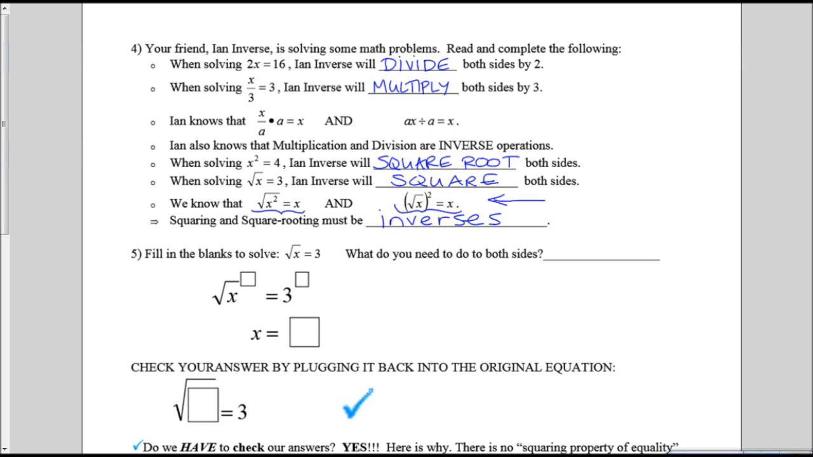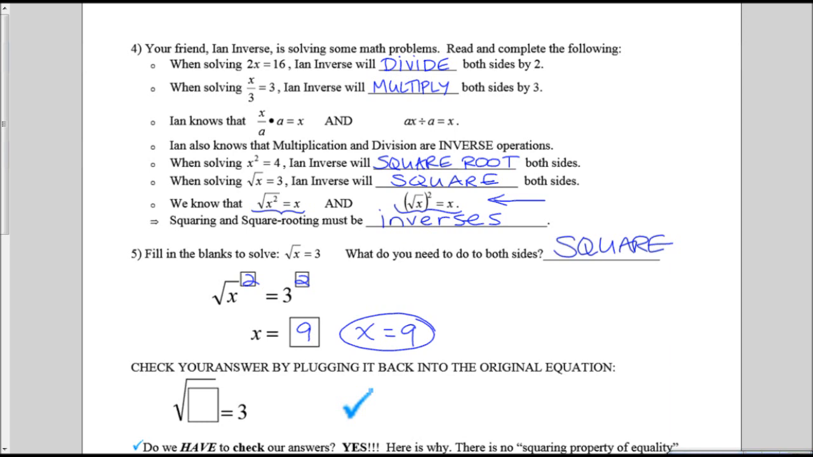Now in here we have to be a little careful with positives and negatives, but we'll touch more on that in a minute. So number 5 says fill in the blanks to solve the square root of x equals 3. What would you need to do to both sides? Well, if you're trying to get rid of a square root, you're going to do the opposite of square rooting, which is square. If we square both sides, the square root of x squared is x, and 3 squared is 9. So our answer is x equals 9.